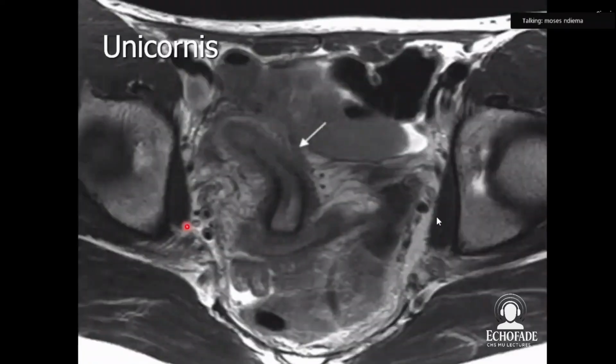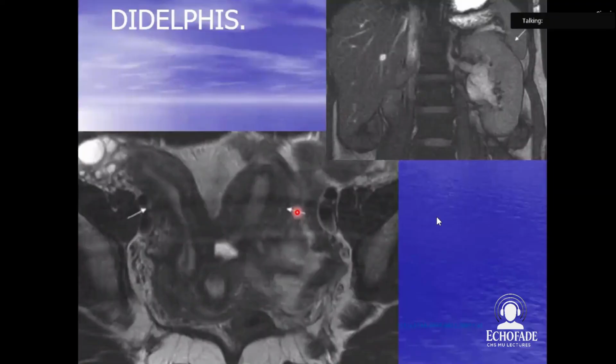This is an MRI showing unicornis. There's only one horn of the uterus here. The other horn failed to develop because there was no Mullerian duct on that side developing. This is two horns, bicornis.